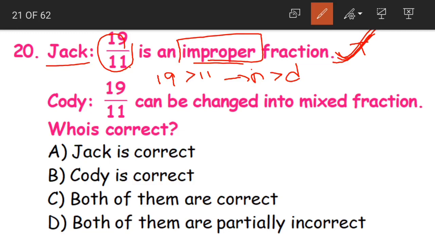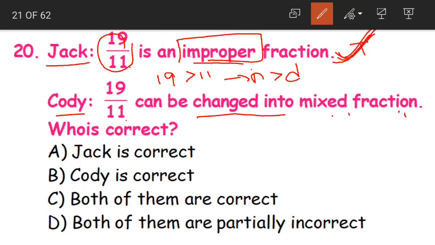Now let us look at Cody's statement. 19 by 11 can be changed into a mixed fraction. As we all know, children, what do we know? A given mixed fraction can be changed into an improper fraction, and also a given improper fraction can be converted into a mixed fraction. So here we are having 19 by 11, which is an improper fraction. It can be changed into a mixed fraction. Is it correct or not?